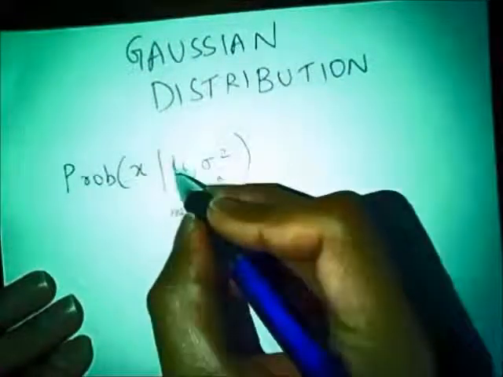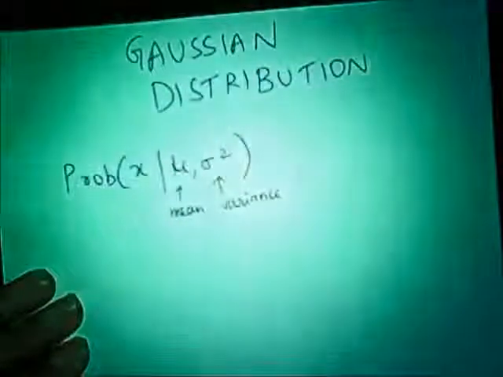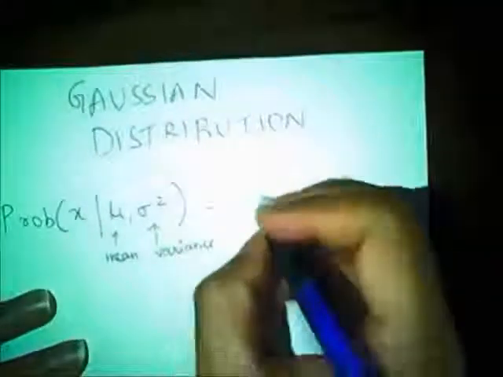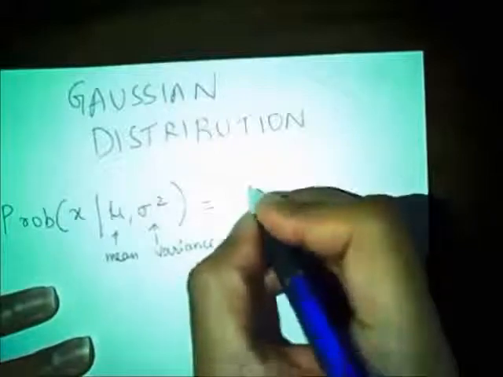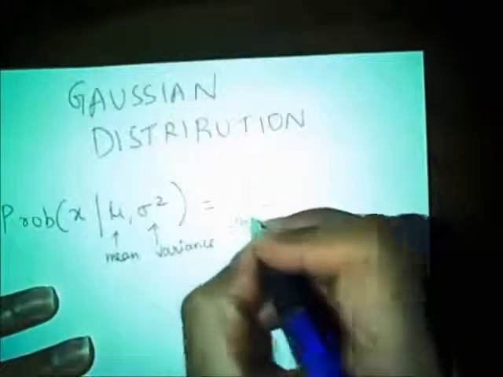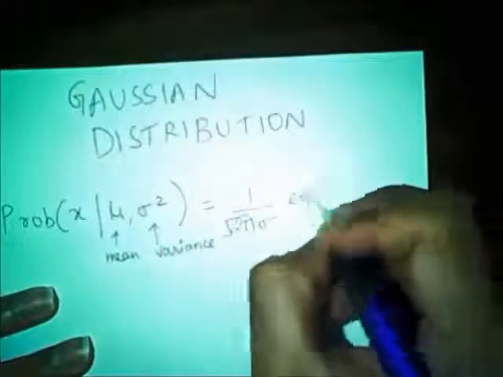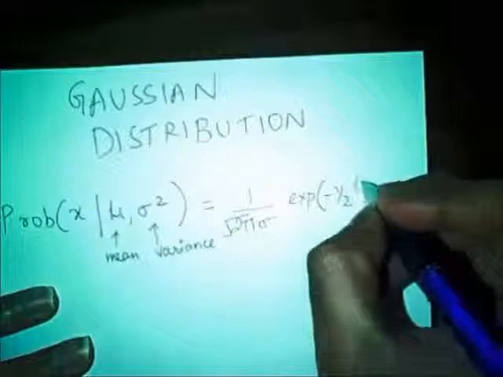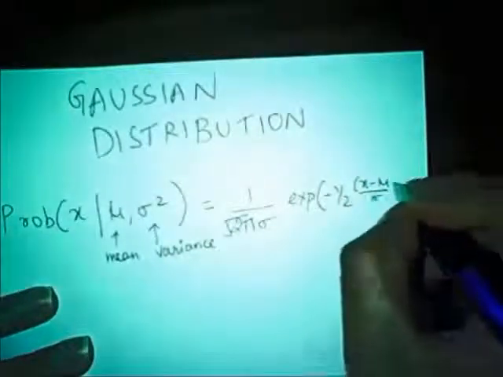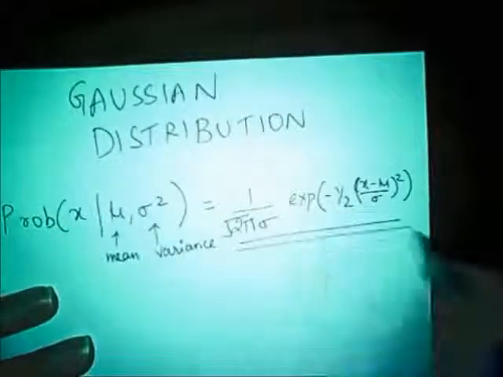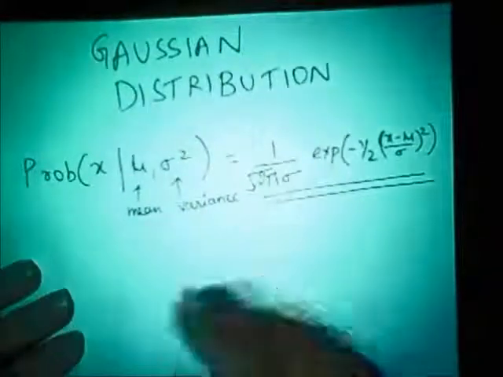Remember that the mean that we are going to denote here is different from what we saw earlier on for the other distribution. And the mathematical expression that relates x with mu is this, the parametric form of the Gaussian distribution.